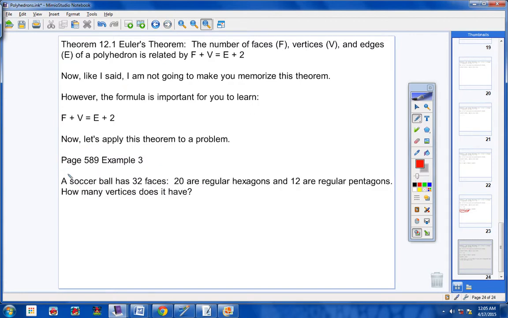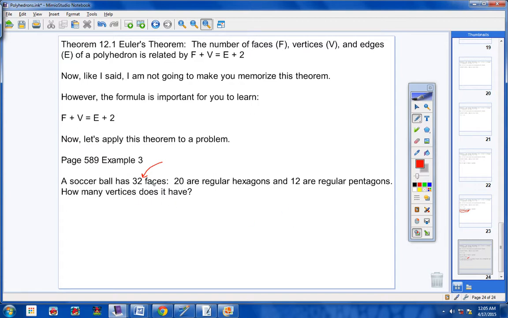problem came from. And if you'll turn to that page if you want to, you'll see it says a soccer ball has 32 faces. So we know how many faces it has. 20 of them are regular hexagons. 12 of them are regular pentagons. Okay? How many vertices does it have?